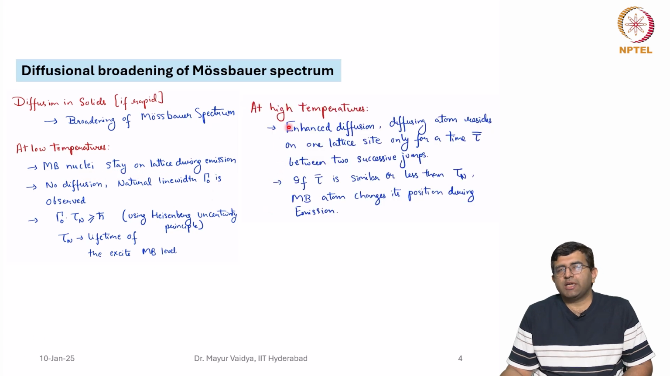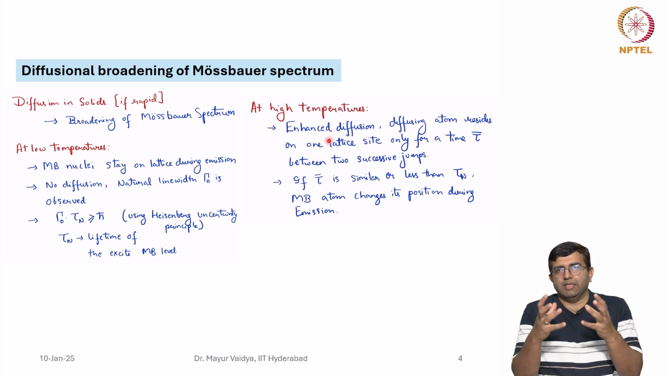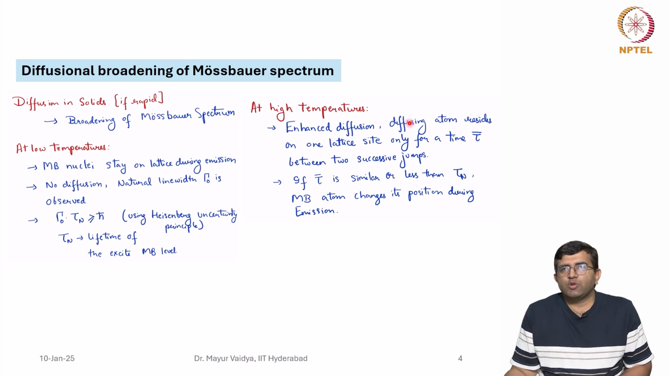Now, what happens at high temperatures? At high temperatures the diffusion is enhanced. Enhanced diffusion means the atom resides on one lattice site for a time tau bar between two successive jumps. Now, if tau bar is similar to or less than tau n, then the MB atom changes its position during the emission. So, let us understand this carefully.